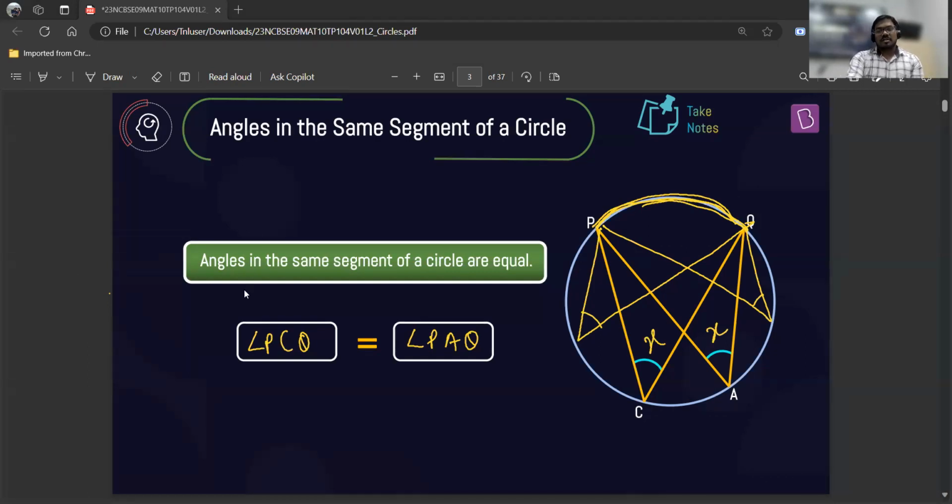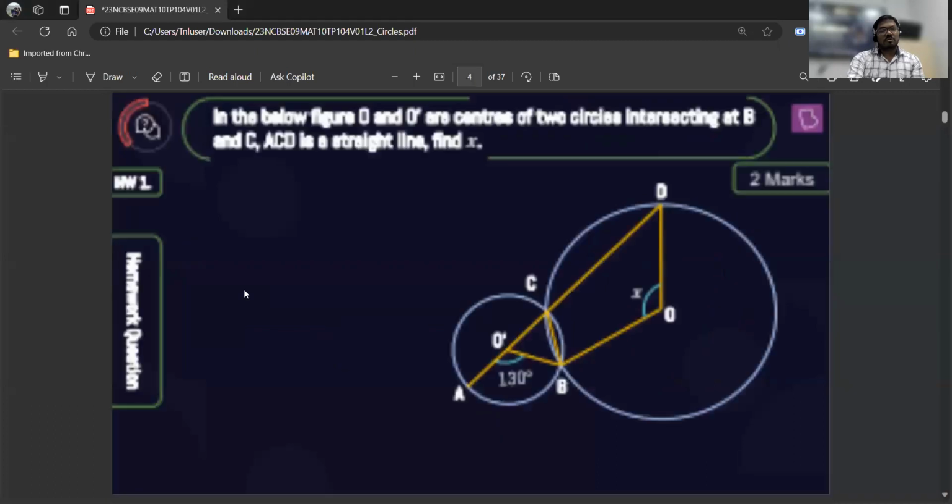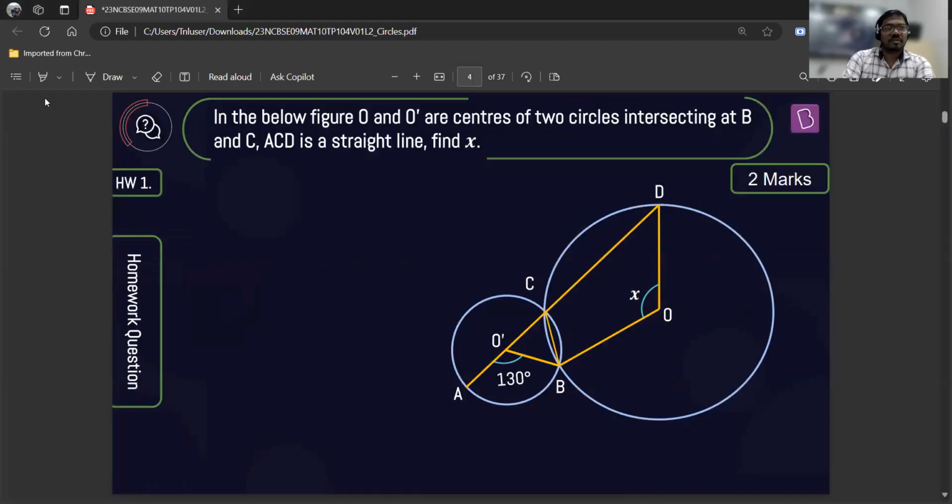Let's quickly solve a few homework questions from the last session. This is the first homework question. We have two circles with centers O dash and O. One circle is bigger and the other is smaller in radius. Both circles intersect at points B and C. We have to find the value of this X. How to solve this question? Let me help you.